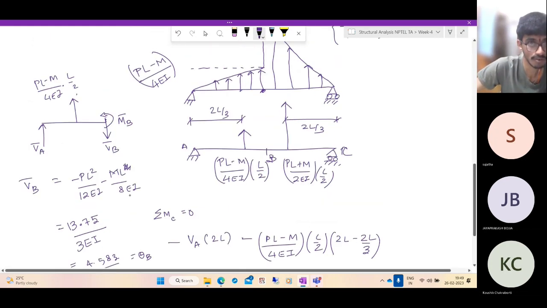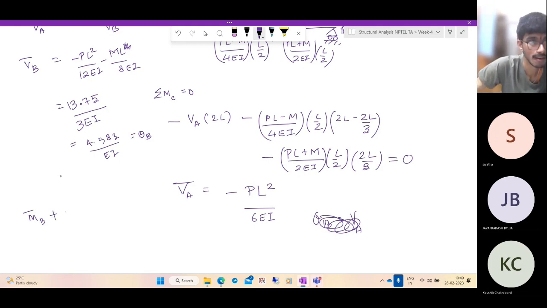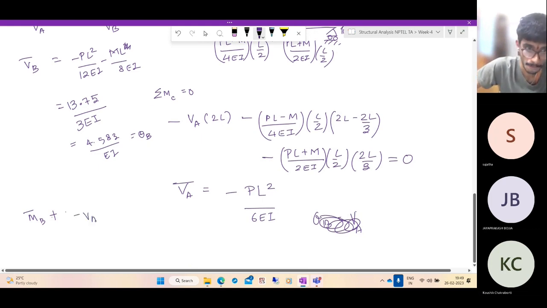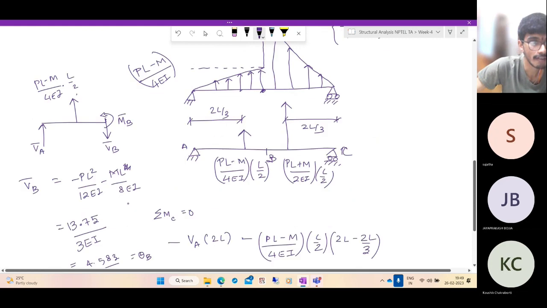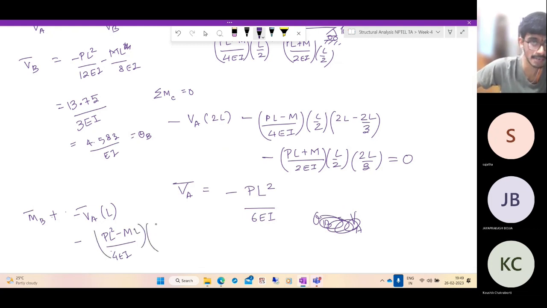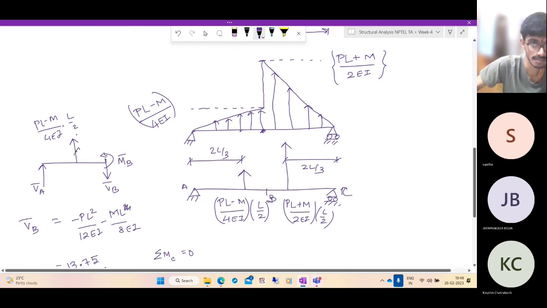Now if you want to find MB bar, what you should do? So MB bar is counterclockwise, plus these two will give a negative moment. So plus is actually minus VB bar acting at L, minus PL minus M by 4EI into L square, minus ML by 4EI. Where does it act? It acts at L by 3. Set it equal to 0. Okay. This acts at L by 3. It's a triangle, so it acts at L by 3. This is L by 3.